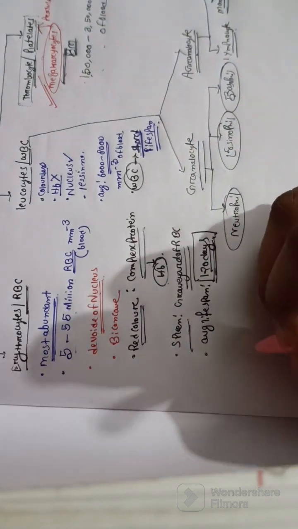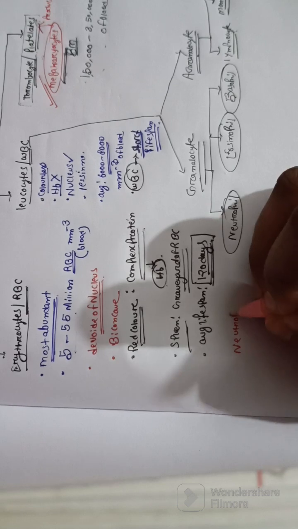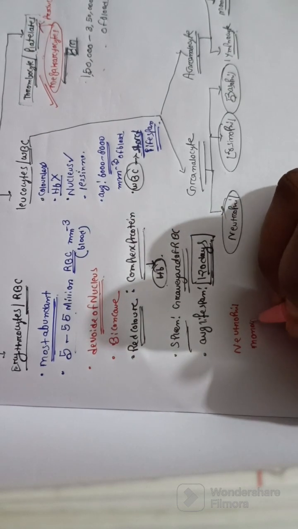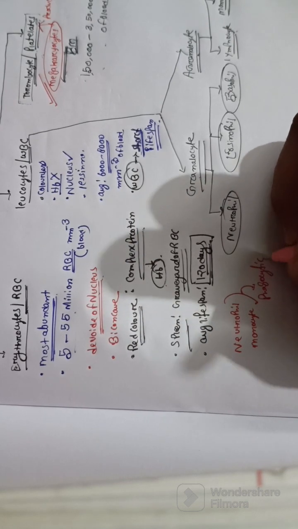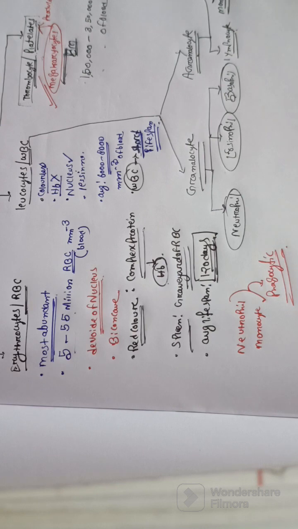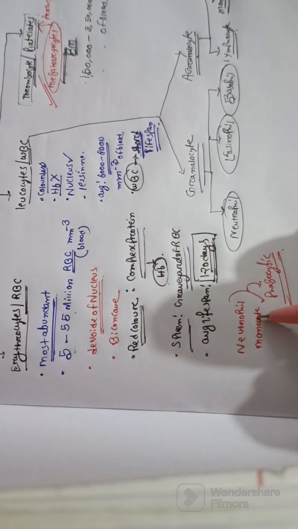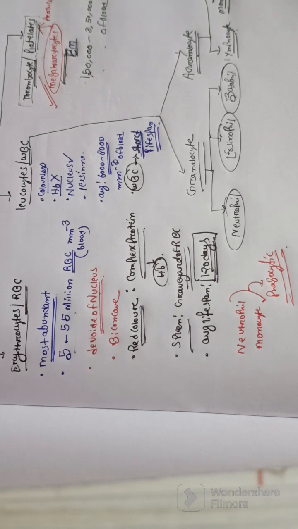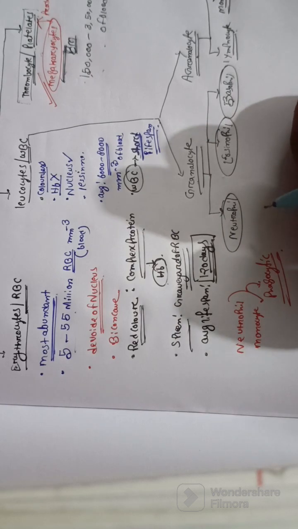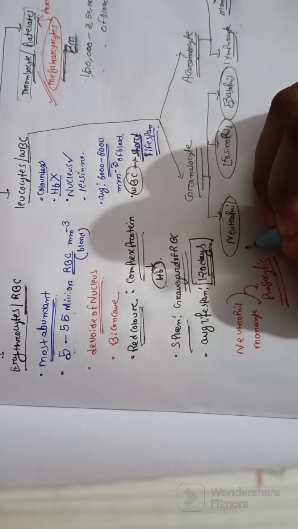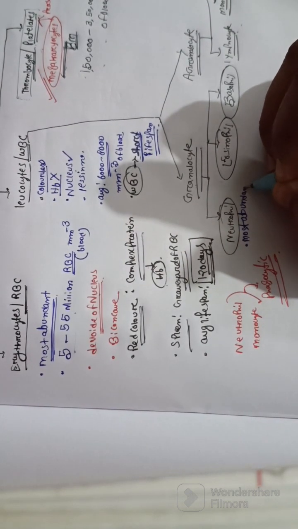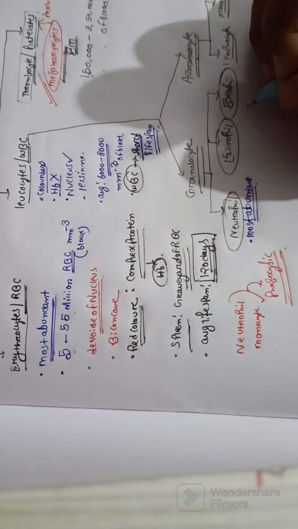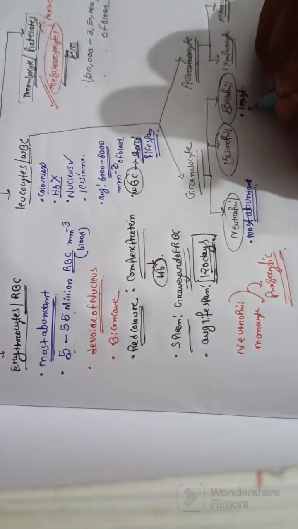Please note, both neutrophil and monocyte are phagocytic in nature. Among all of them, neutrophils are present most abundantly, and basophils are present as the least in number.